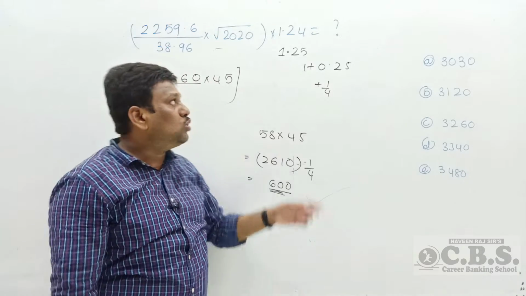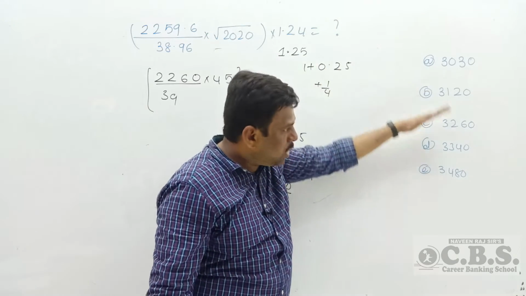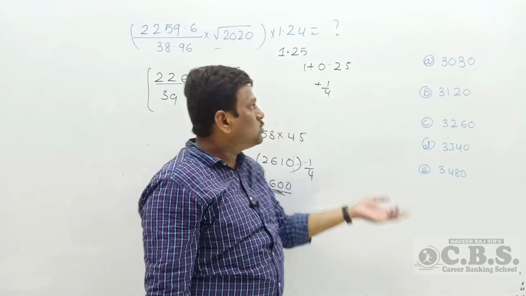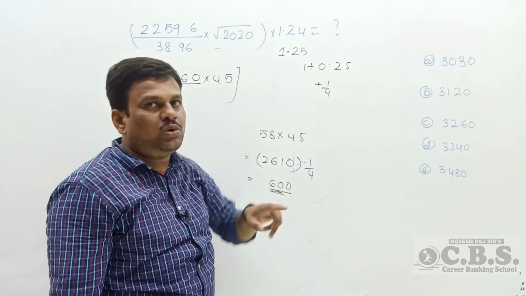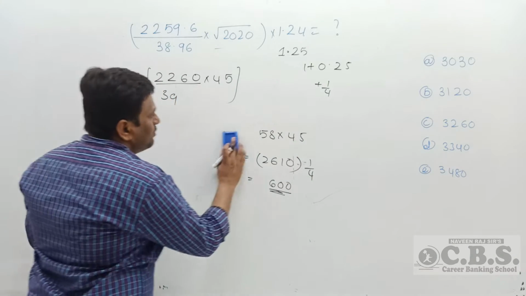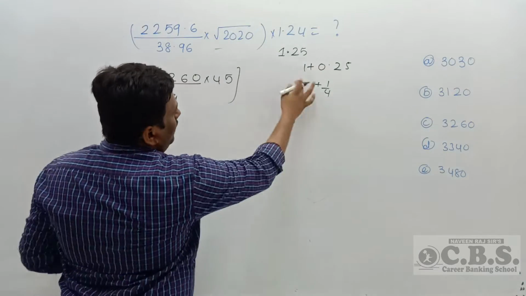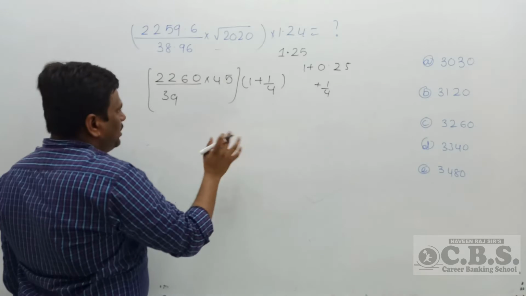Get my point? So don't take 1.24 as 1. You should first see the options. Option difference is 90 and 100. That's why I can approximate 1.24 as 1.25. I increased only 0.01. It's not a big value. It's a small difference. Okay, get my point. So what do you do? 1 plus 1 by 4. You take 1 plus 1 by 4. Don't try to multiply, it is a time-taking process.